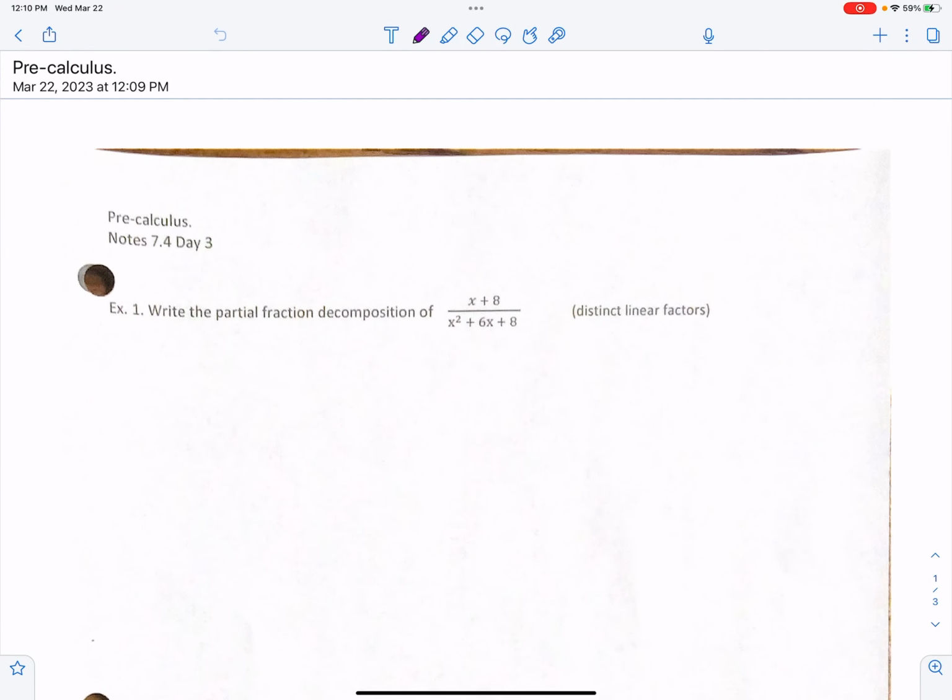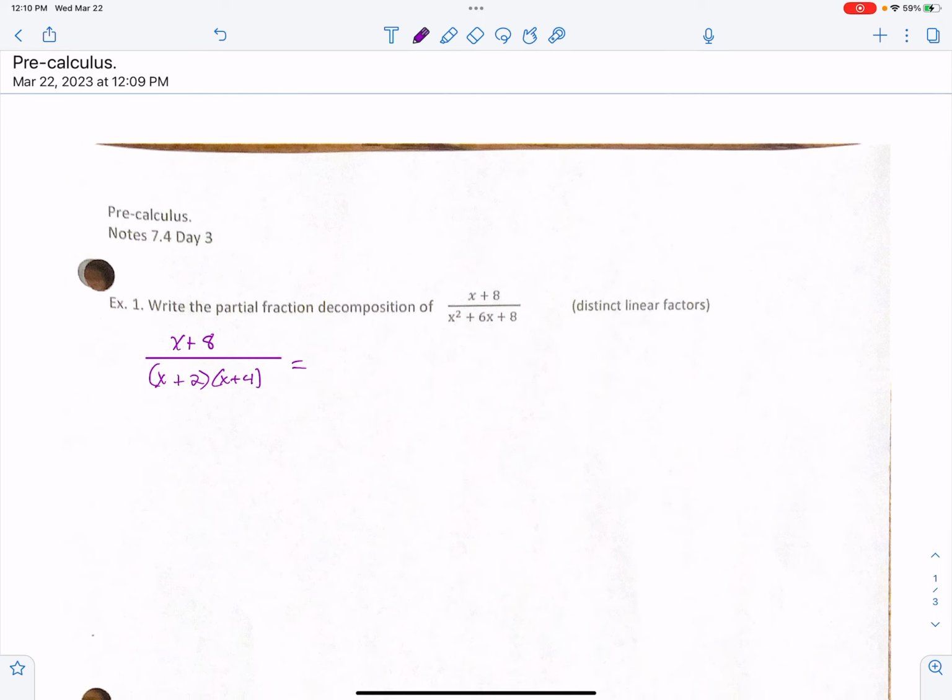Pre-calculus 7.4, day 3. We are going to be doing partial fractions, but we're not going to give you the setup. You have to figure out the setup and then follow the process that we did on day 2. So the first step is to factor the denominator so we know how to break it up. We have this x squared plus 6x plus 8, and that factors into (x plus 2)(x plus 4).